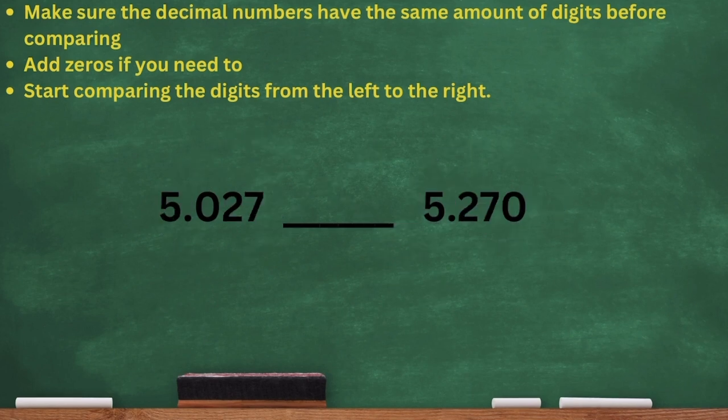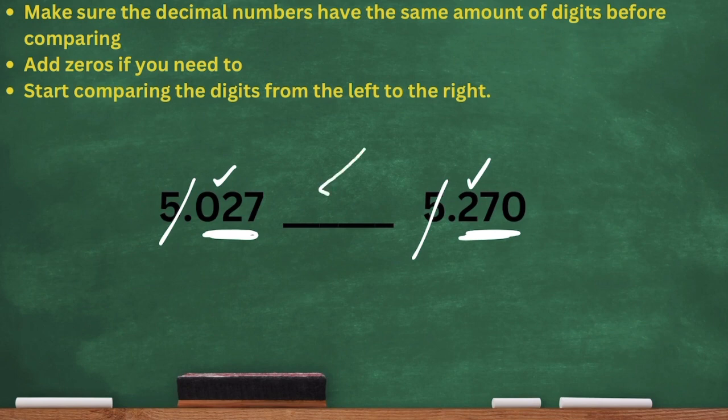Okay, we have another one. We have 5 and 27 thousandths, and we're going to compare it against 5 and 270 thousandths, right? Remember, make sure the decimals have the same amount of digits before comparing. The first number has 3 digits after the decimal, and the second number has 3 digits after the decimal, so that's good. They both have 5 in the ones place, so I crossed out the 5s because we can't compare two digits that are the same. Now we go to the next place value, which is the tenths. We have a 0 in the first number and a 2 in the second number, so 0 is less than 2. That makes the first number, 5 and 27 thousandths, less than 5 and 270 thousandths. I hope this makes a lot of sense.